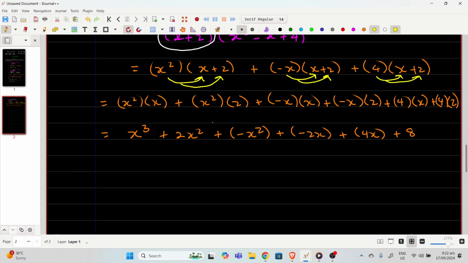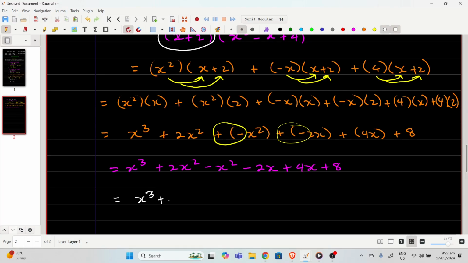Resolve the signs that we have in front of each of these, which is this one here, which is this one here, and simplify. We're going to get the following answer. Let's see, we're going to get x to the third power plus 2x squared minus x squared minus 2x plus 4x plus 8. And that results in x to the third power plus x squared plus 2x plus 8. And that is the most difficult thing that you would get when it comes to multiplication of polynomials.